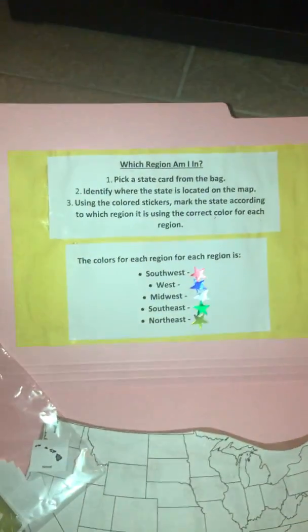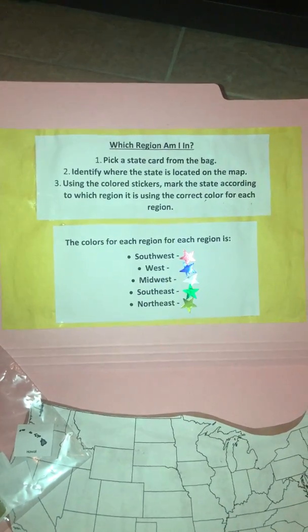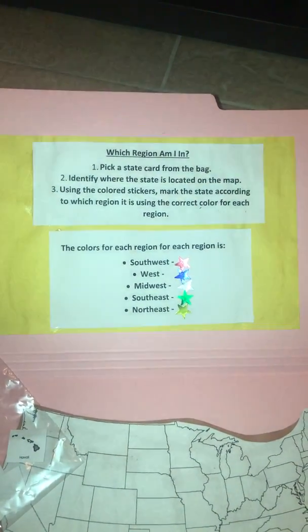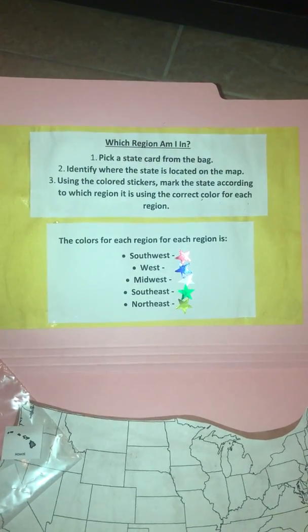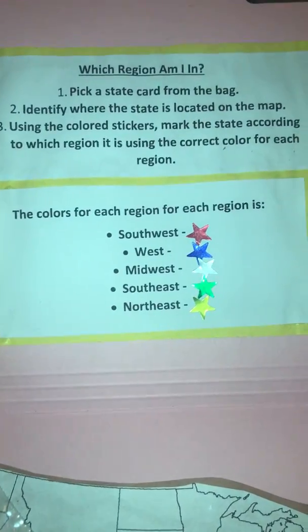My day 2 is all about the United States regions. I'm going to read the instructions here at the top. It says, which region am I in? Pick a state card from the bag. Identify where the state is located on the map. Using the colored stickers, mark the state according to which region it is in, using the correct color for each region. The colors are right there for each region. I have the stars inside the bag. That would be some supplies you need. And then the cut up states.